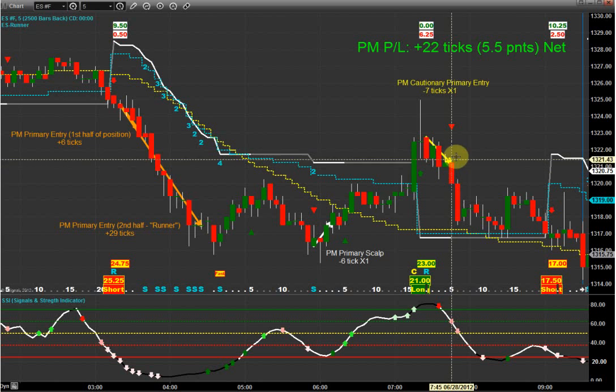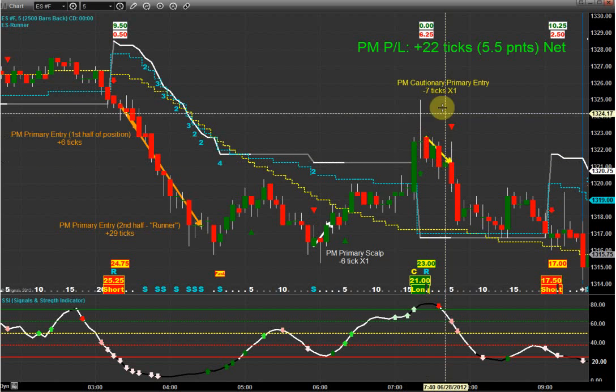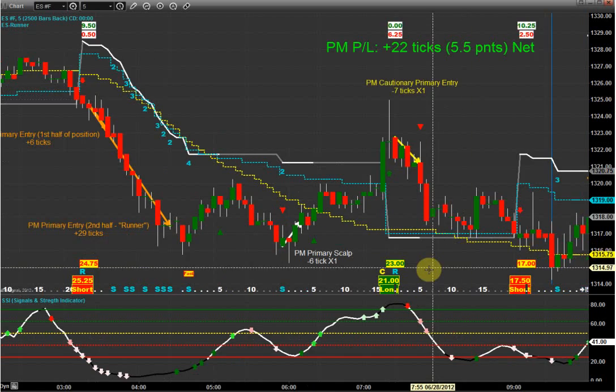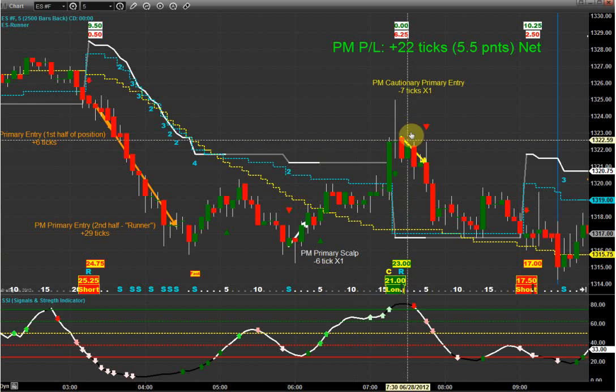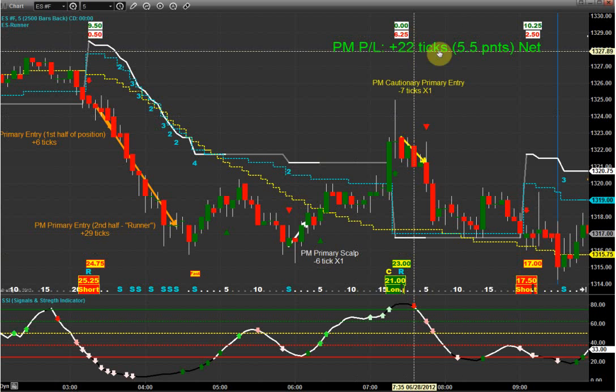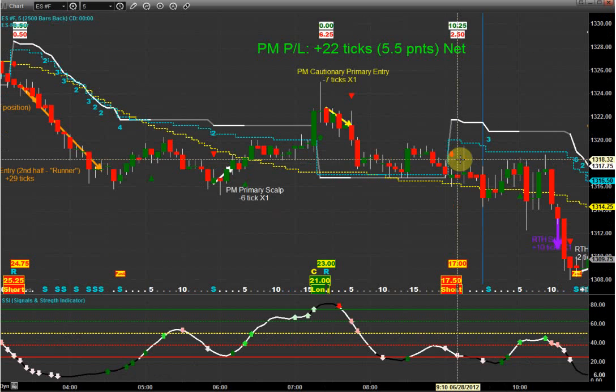Now, when you do that, you could have got a couple ticks better in price. You could have got a couple ticks worse. I'm counting it from open to open, and that's a -7 ticks. So pre-market is 6 plus 29 minus 6 minus 7. Total of 22 ticks, 5.5 points made in pre-market.